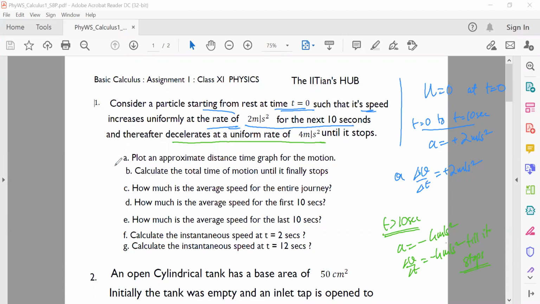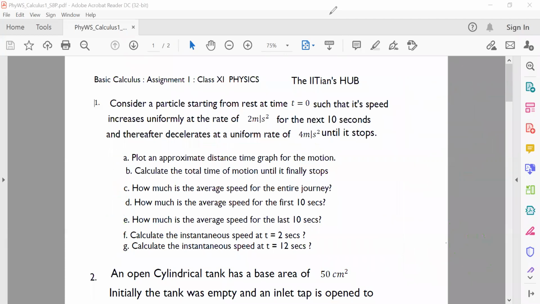So now from that, we have to plot the approximate distance time graph. We have to calculate the total time taken for the motion. How much is the average speed for the entire journey? Average speed in the first 10 seconds, last 10 seconds, instantaneous speed at 2 and instantaneous speed at 12. So let's see all this. Now I'm switching back to my whiteboard.